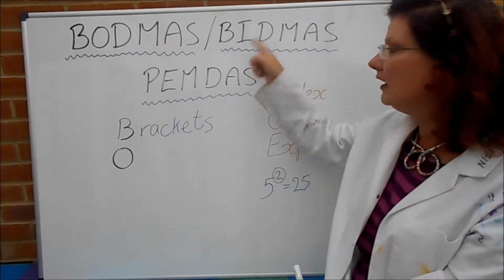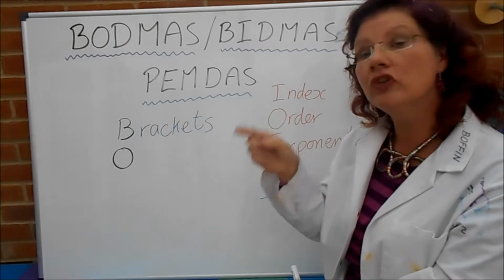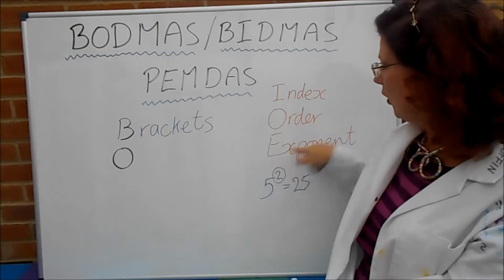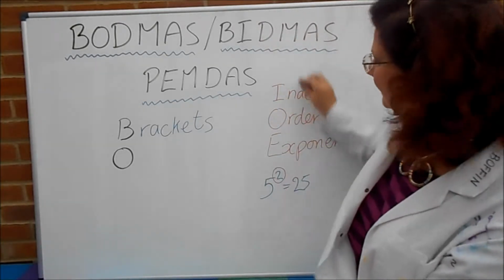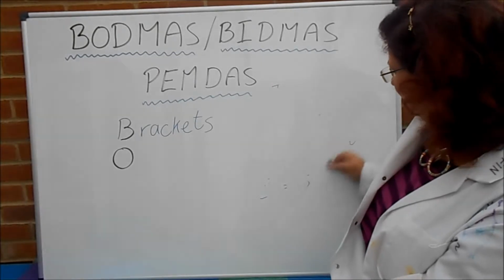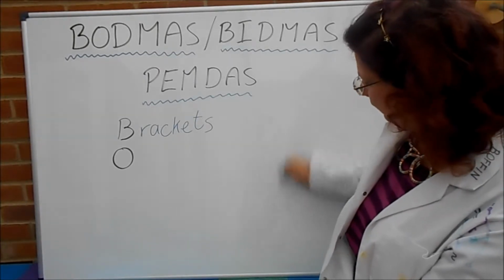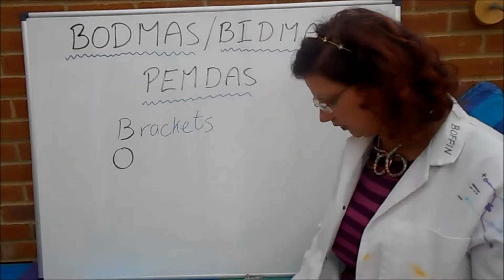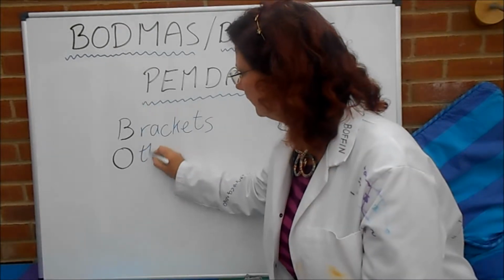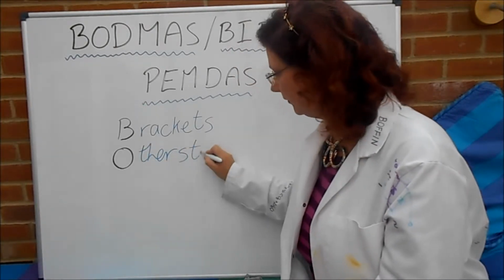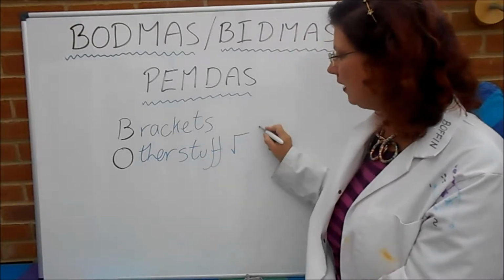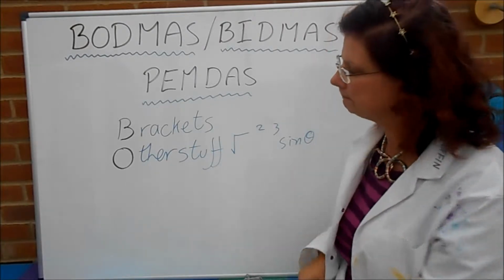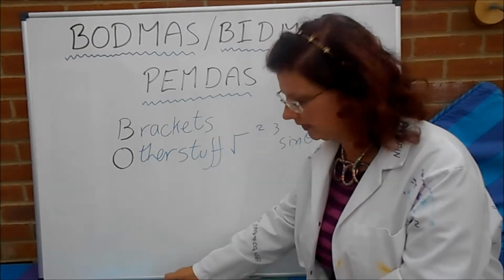So you can have I, if you're using Bidmas, for index, one index, two indices, that's the plural. If you hear the word indices, it's just the plural. O is for order, or E is for exponent. However, I like to call it other stuff, because later on it includes things like sines and cosines as well. So I'm going to call that one other stuff. So it's things like square roots, squares, cubes, sines, all that kind of thing. Okay, now we get on to the easier ones. That was the tricky one there.